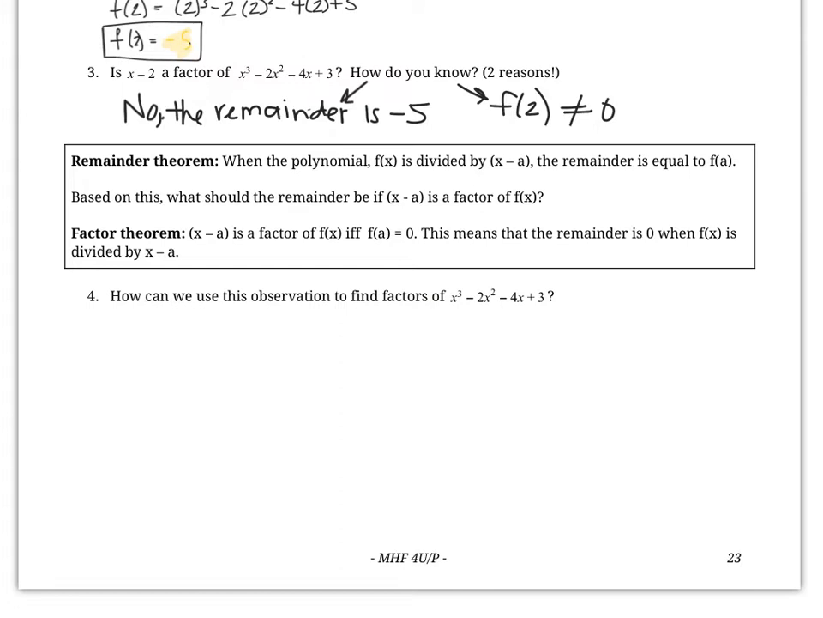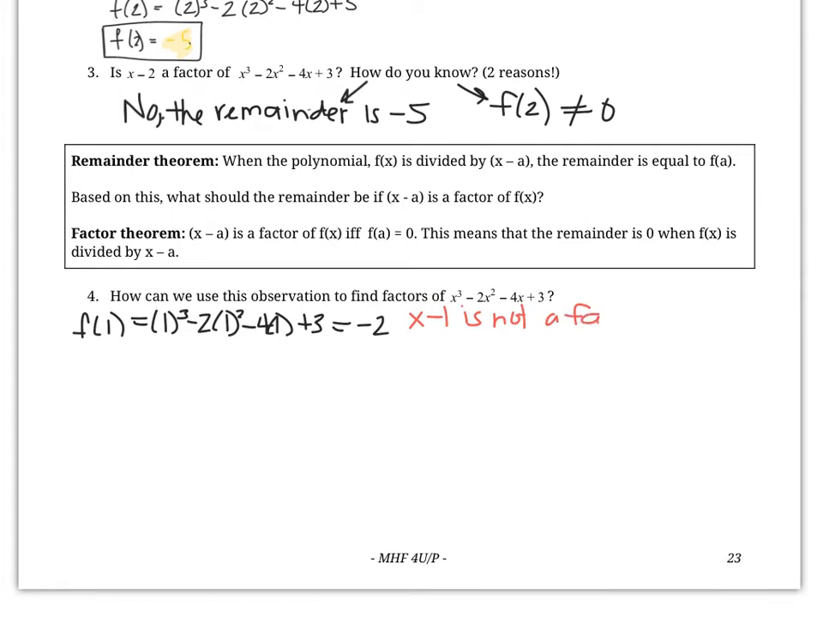So what numbers do you want to try? Should we try 24? 100? Wouldn't it be easier just to try some really small ones? So let's try f at 1 and see what happens. When we plug 1 into the function, we get negative 2, which means that x minus 1 is not a factor.